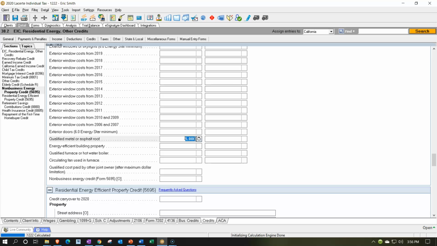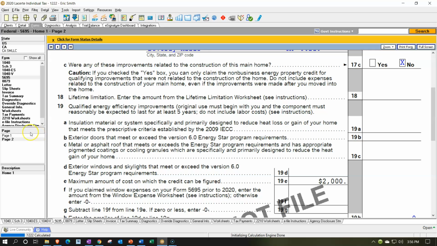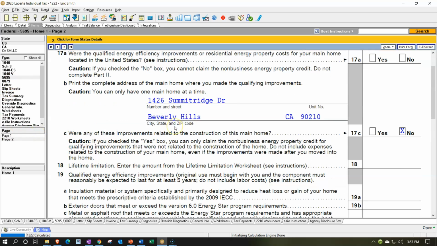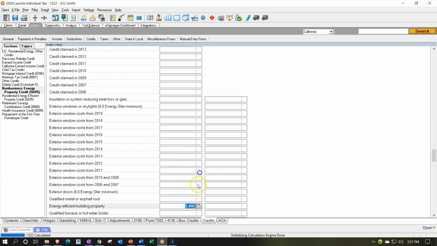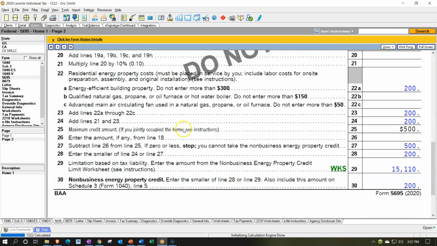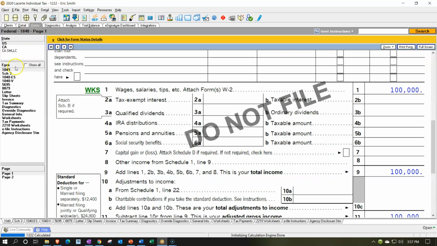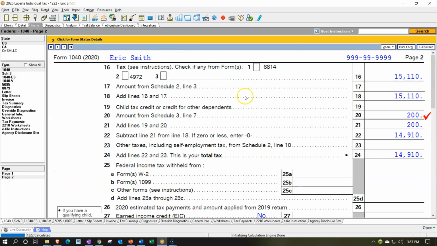So let's go down and say, well, what if we have the energy efficient building property, put the 5,000 there, and we're capped here at the 300. So if I go back to the form 5695, we're capped at the 300 there. So even if I was to put in the amount in the data input of like 200, then I'll have the 200, and we're capped off at basically the 300, that 200 then rolling forward to the second page of the 1040. Once again, rolling forward to the second page of the 1040.